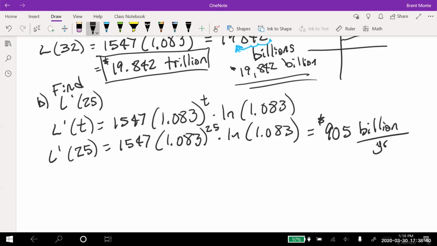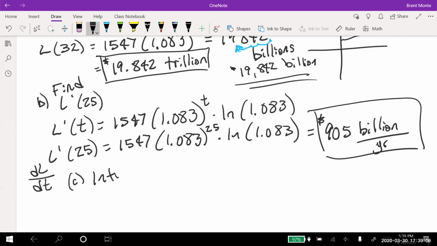per year. Specifically, now remember, it's rate of change. So we put it as L prime, but it's dL/dt. The change in liability over the change in time. Well, what's the change in liability? $905 billion. What's the change in time? 1 year. So it's 905 billion per year. That's where those units came from.